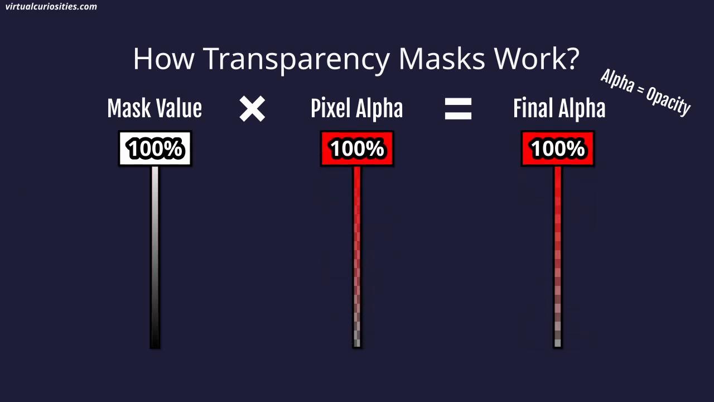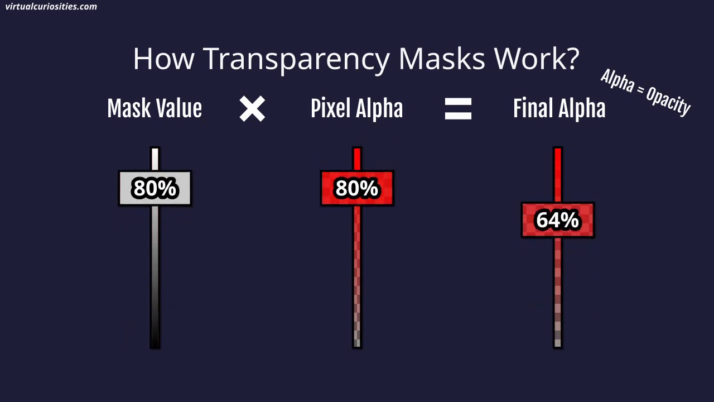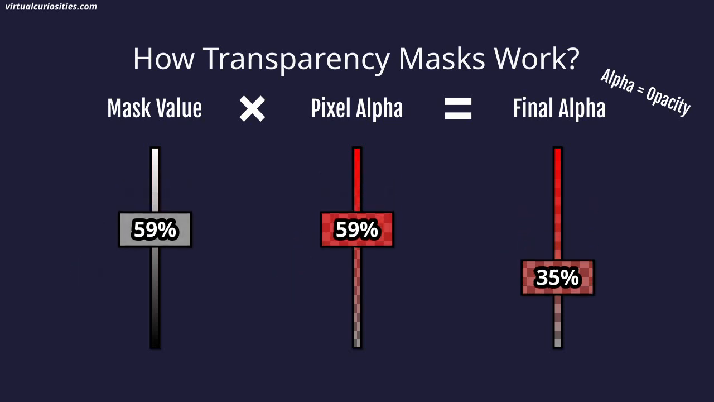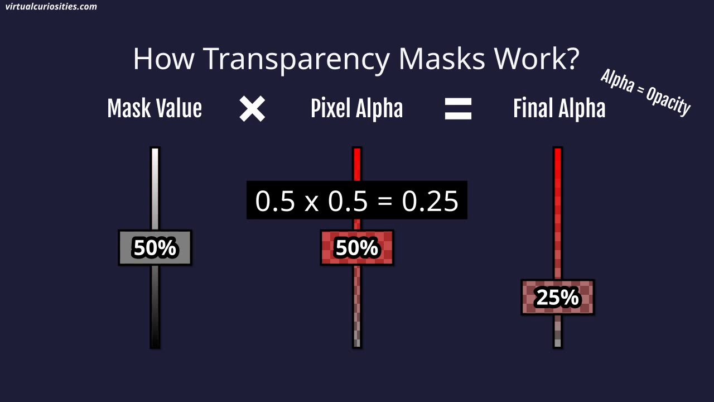If either of the values is 0, the final alpha is 0. That's because any number multiplied by 0 is 0, so a black mask always makes the pixels fully transparent. If both values are less than 100%, then the final alpha will be smaller than both numbers. For example, if both values are 50%, then the resulting alpha is 25%. That's because 0.5 times 0.5 is 0.25.